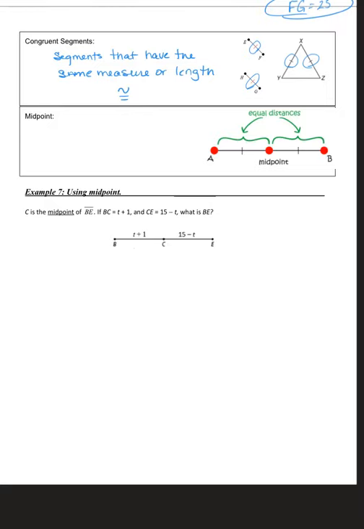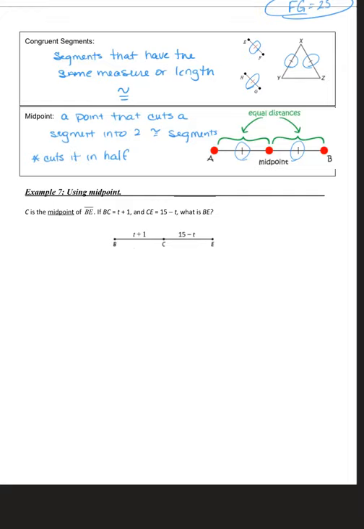And the last word is midpoint. So midpoint is just a point that cuts a segment into 2 congruent segments. In other words, it cuts the segment in half. It makes the 2 pieces equal. It makes them exactly the same. And notice in the picture, it put the little dashes showing you that it was equal. So from A to the midpoint is the same as from the midpoint to B.